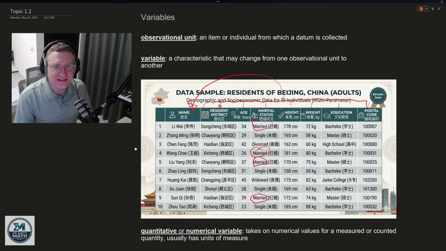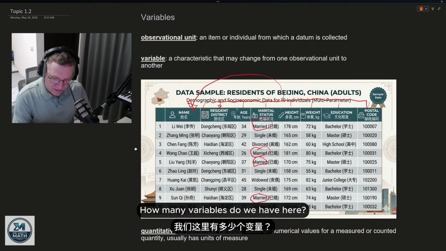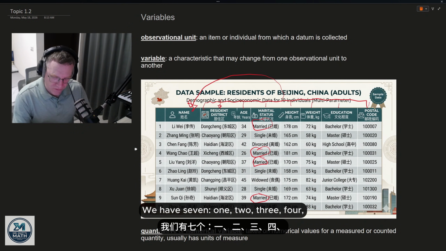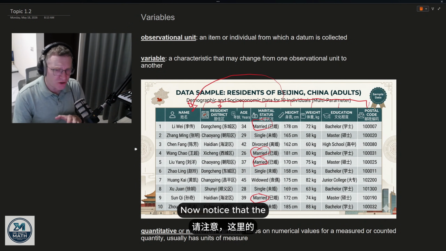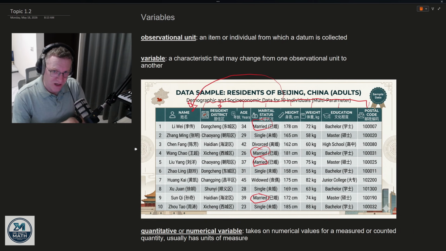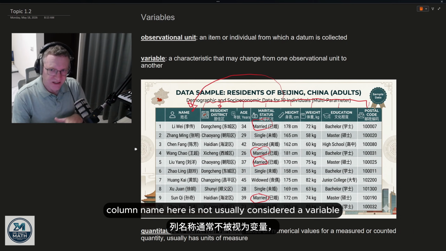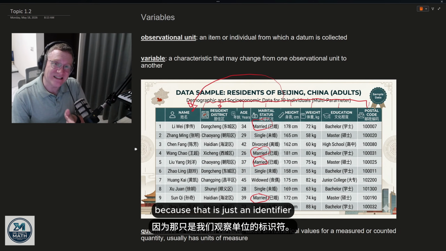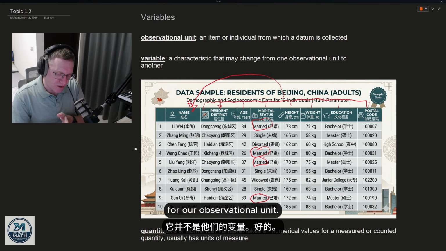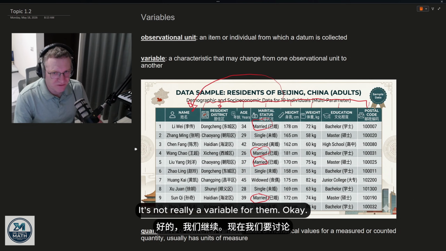Okay, so we get all of these values for each of these variables, and the values of those variables together describe Li Wei. How many variables do we have here? We have 7. 1, 2, 3, 4, 5, 6, 7. Now notice that the column name here is not usually considered a variable, because that is just an identifier for our observational unit. It's not really a variable for them.